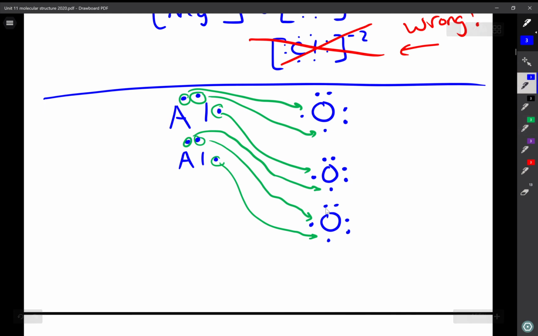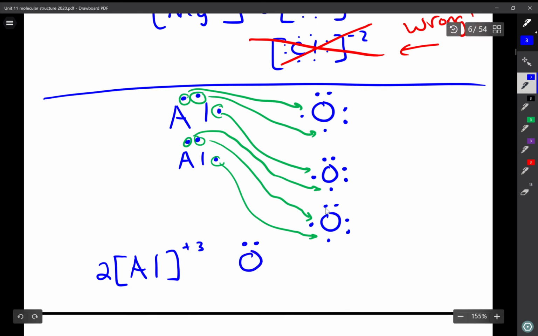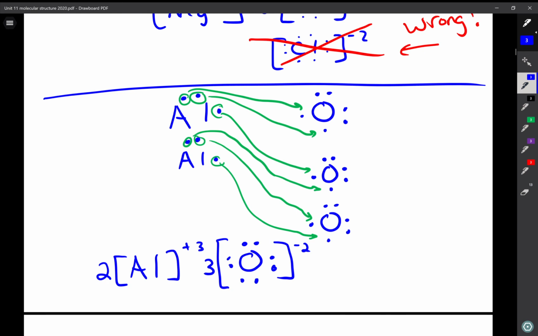So to write that, write aluminum in brackets, and it lost 3 electrons, so it's a +3, and you get 2 of them. So we have that there. Remember, don't do Al +6, that's wrong. And then with oxygen, 1, 2, 3, 4, 5, 6, 7, 8. Put that in brackets. And we have 3 oxygens. Each of them has a -2. And that is how you do Lewis dot structures for ionic compounds.